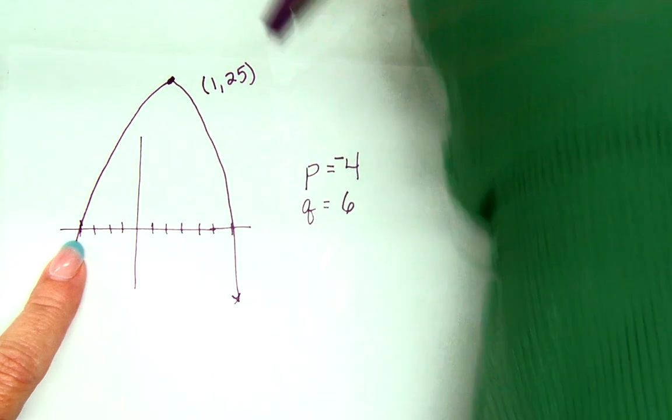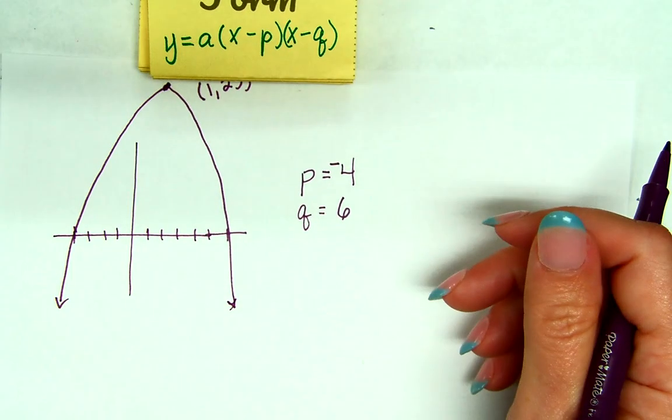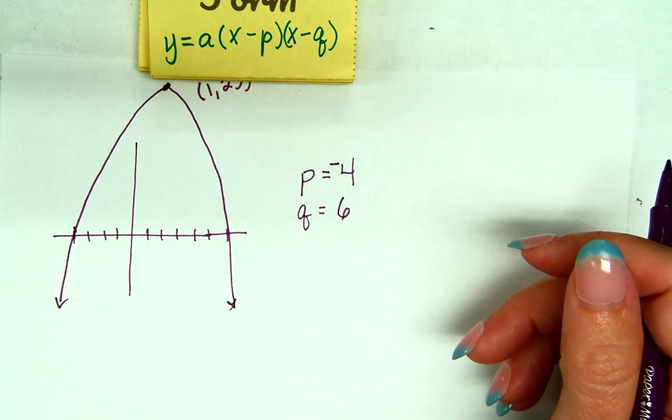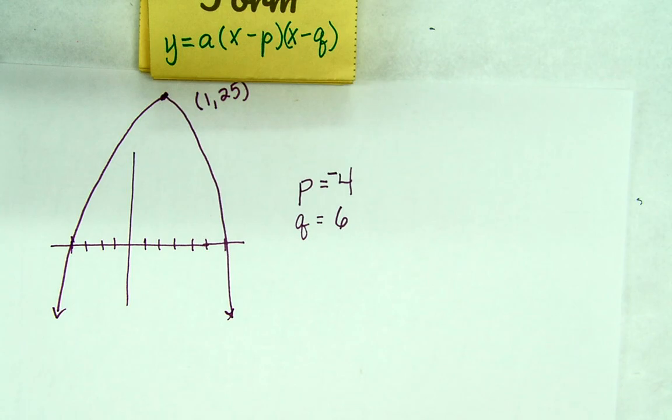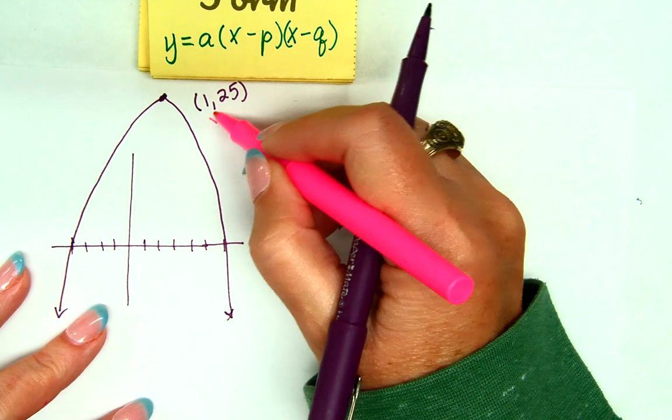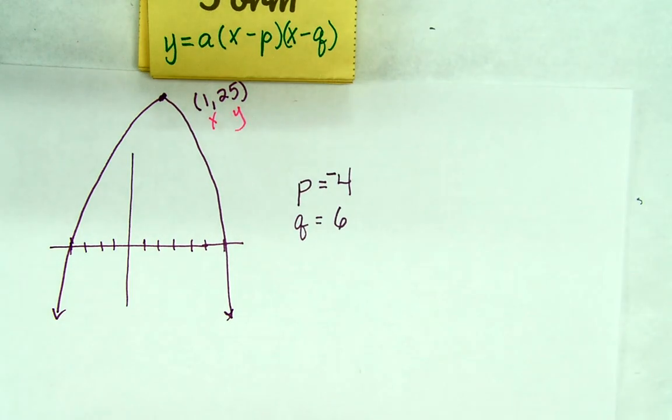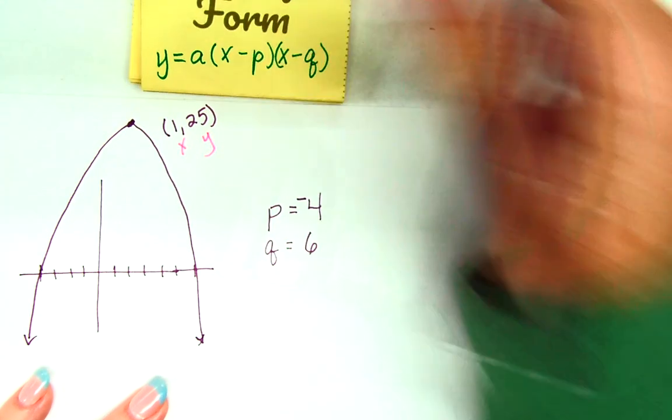But when I go to fill in this right here, what do I know? Oh, I do know an X and a Y, don't I? Right here. And I know a P and a Q. So again, all that's left to find is A, isn't it? Okay. So let's plug in what we know.